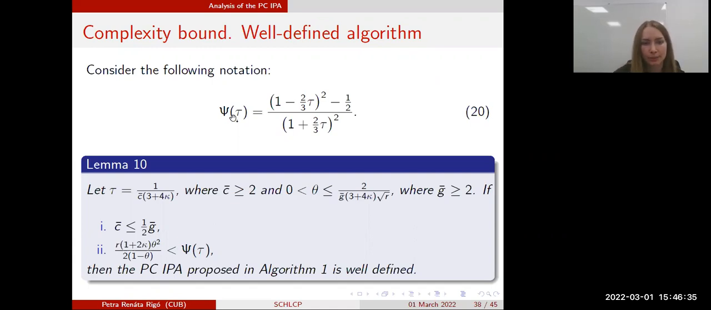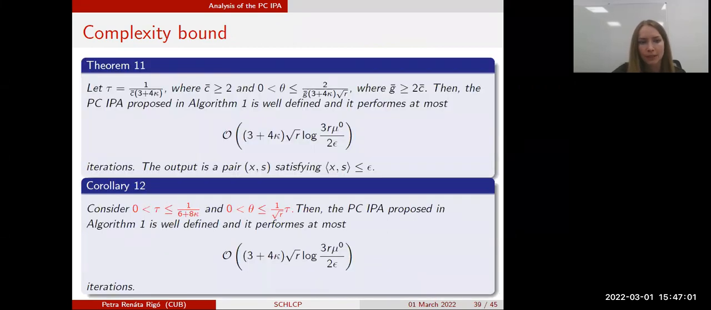For this, we introduced this psi tau, where tau is that proximity parameter from the algorithm. And we proved that if we consider tau in this form where c bar is larger or equal than 2, and theta is between these two values, where g bar is greater or equal than 2, then if these two conditions are satisfied, then the algorithm is well defined. And in the final version, if theta is between these two values and tau is given in this form, then the algorithm is well defined and it performs at most this number of iterations.